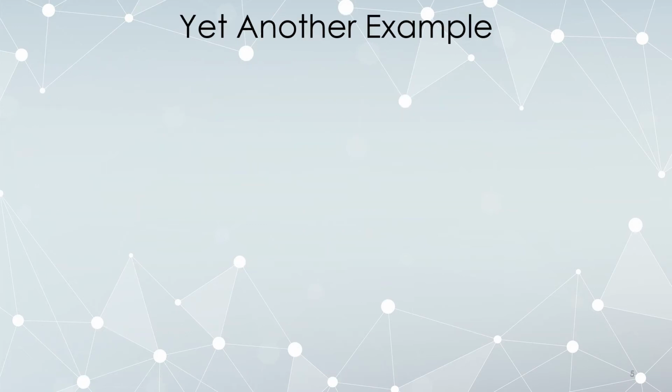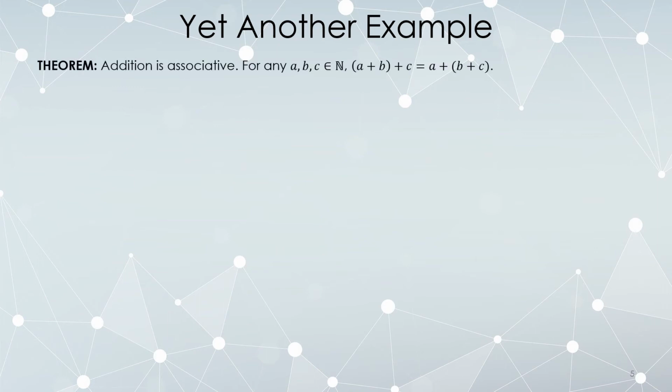Well then, let's do another example of using the inductive axiom to construct a proof. We want to prove that addition is associative. In other words, for any 3 natural numbers a, b, and c, a plus b first added together and then add c is the same thing you'd get as if you had first added b plus c on the right and then added a on the left of that.